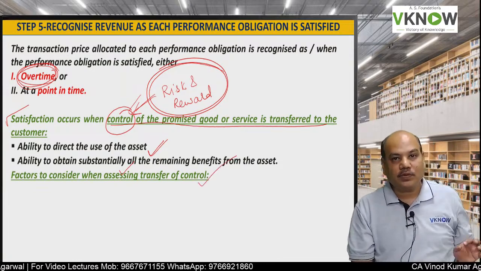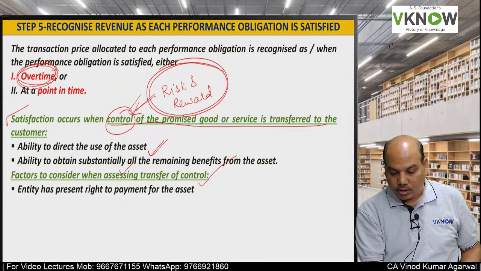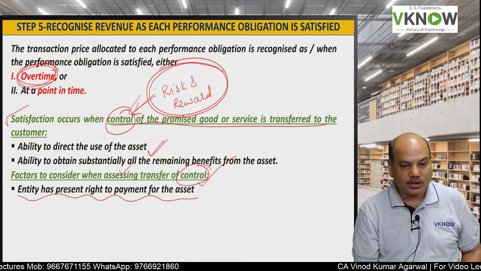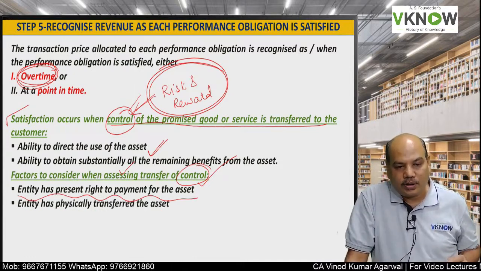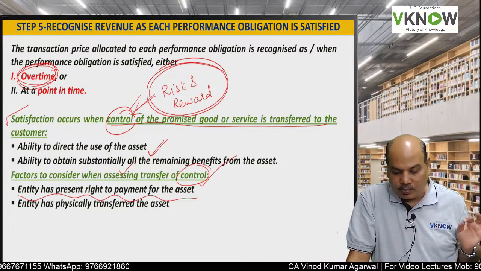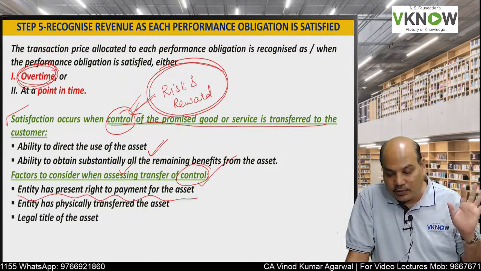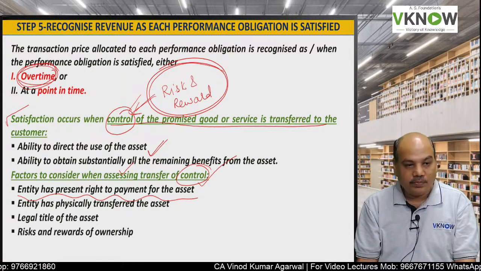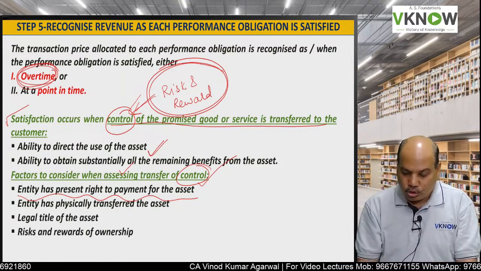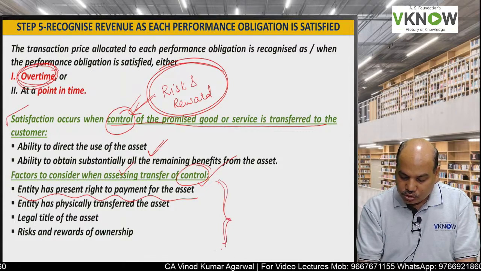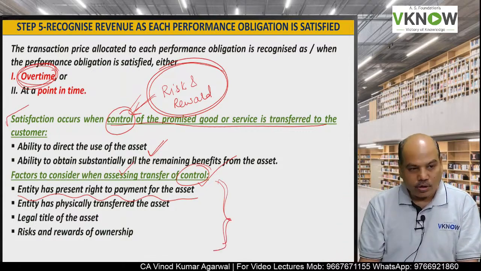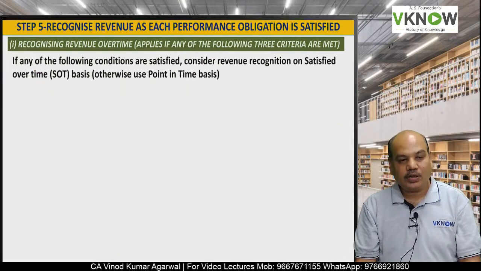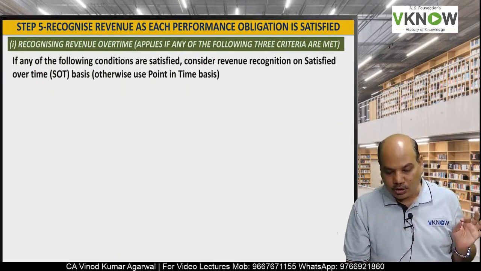So factors to be considered while assessing control. Whether control is transferred or not: the entity has the present right to payment for the asset. So control is transferred when the entity has the present right for payment. The entity has physically transferred the asset. The entity's legal title of the asset. These are the factors to be considered, and the risk and reward of ownership. All these factors are considered to check whether control is transferred or not. Acceptance of the asset by the customer. These factors will help us to determine whether control is transferred.